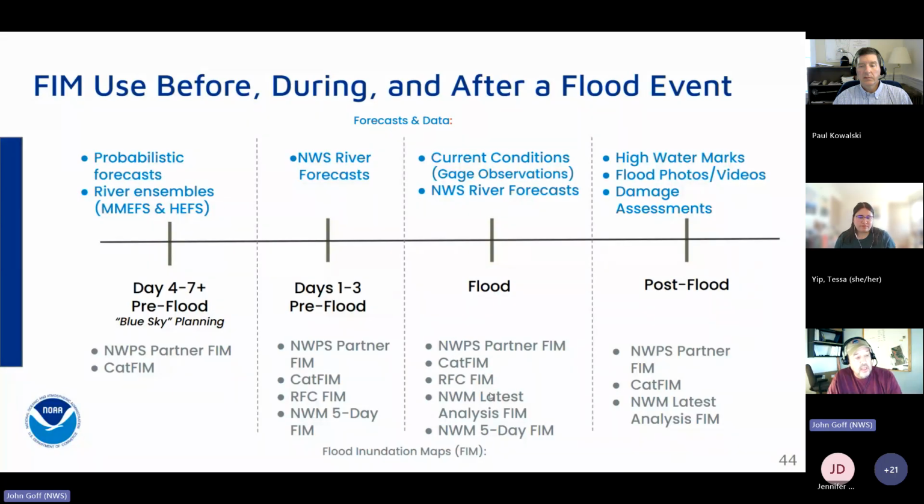And then when you get out of the event in your post-flood and recovery, they start turning some of these things off. You may still have some latest analysis FIM, but then your 5-day max extent FIMs may not matter anymore because your rivers are already pulling out of flood, right? So 5 days out, nothing's flooding anymore at that point. And so you're doing high water marks, flood photos, video damage assessments, things like that at that point.